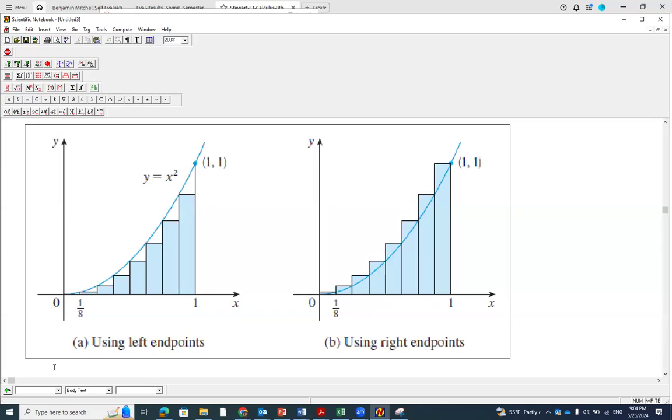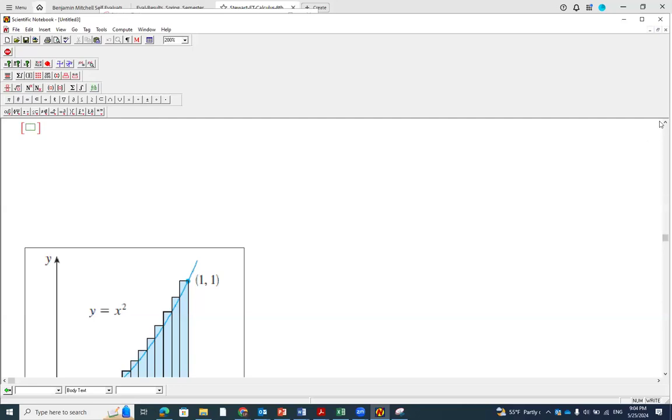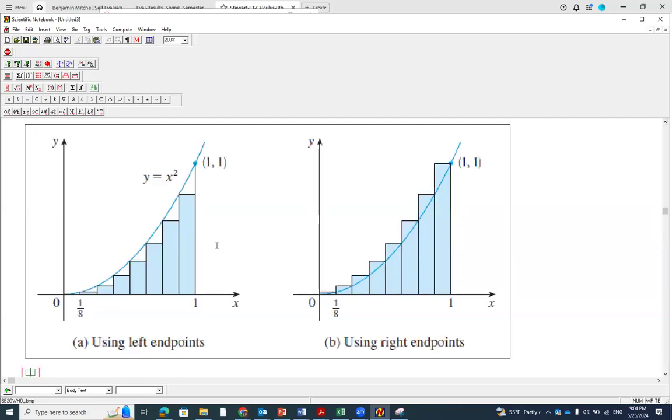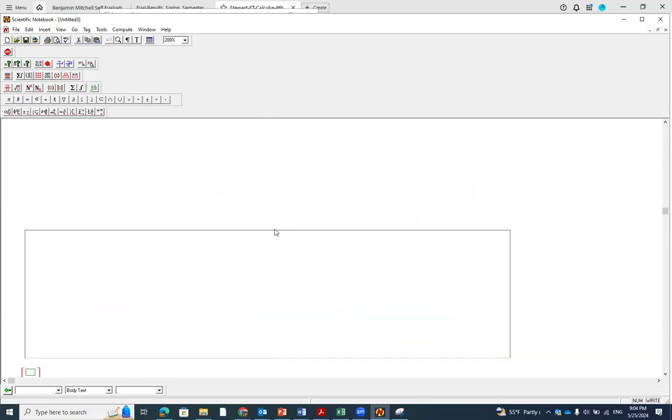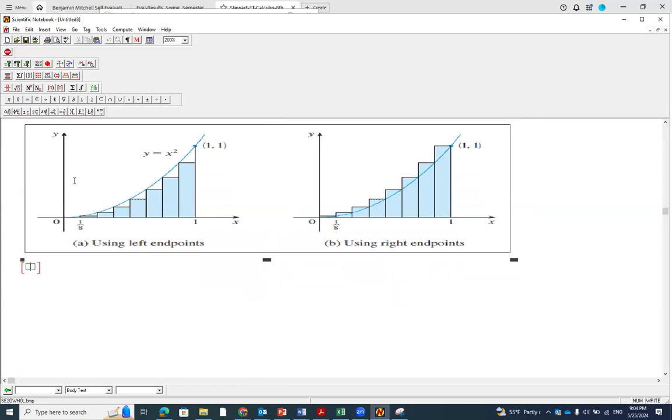Okay, so be patient with me. On this interval, we first have to know what the endpoints are. We're going to have 8 intervals, so the width of each interval is 1/8. The first interval is going to be 0 to 1/8, and that's the width of the interval.